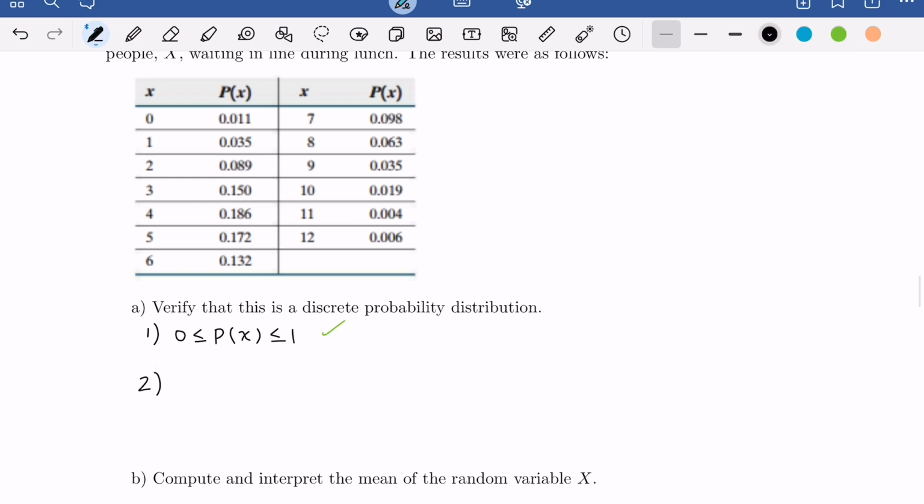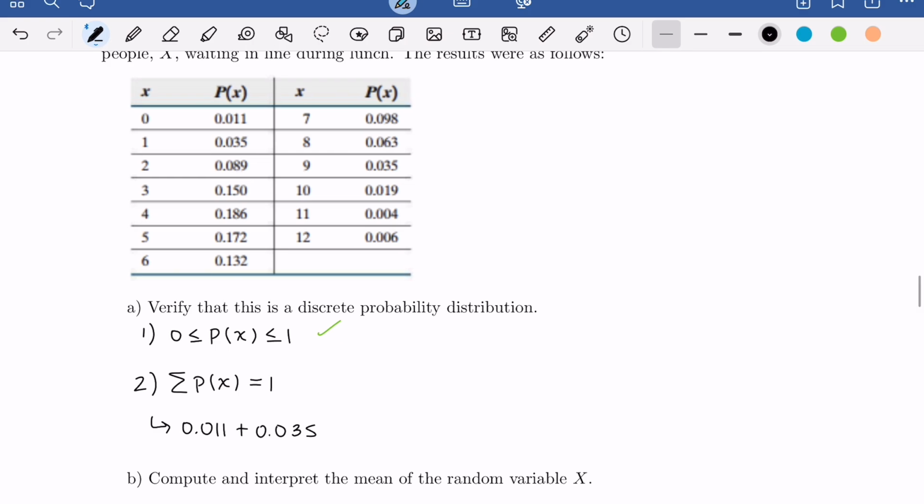Our second condition is that the sum, so we're going to use our summation notation, of all of our probabilities is going to be equal to 1. And we can check this by adding all of our probabilities together, starting with the first one, moving on to the second, and then continuing this process all the way up to the last probability here. Adding these together, we will get that this is equal to 1, and you can check that. So our second requirement here is met. So this is a discrete probability distribution. So we'll say that here.